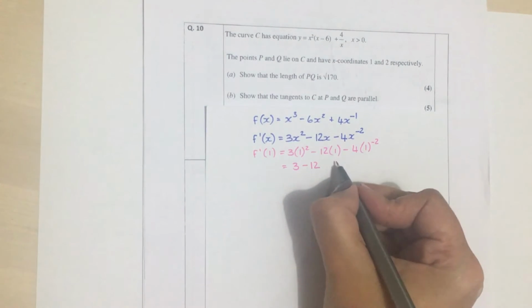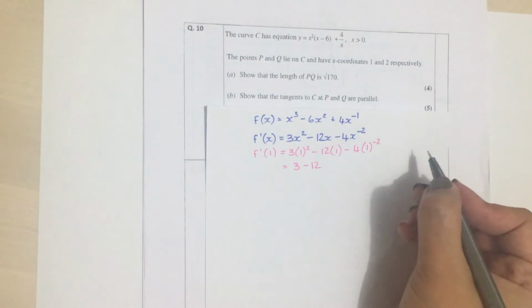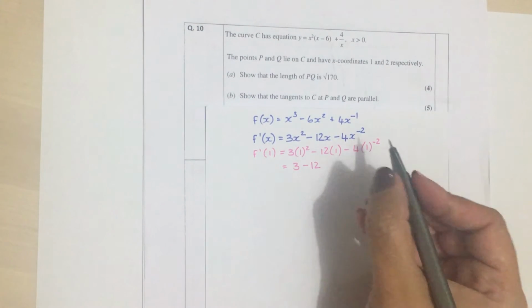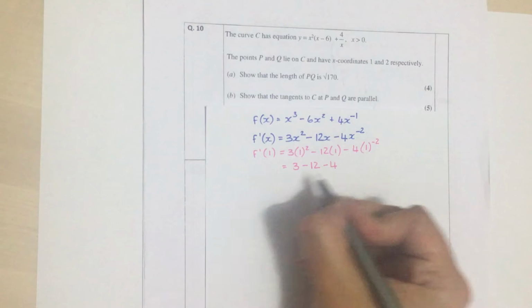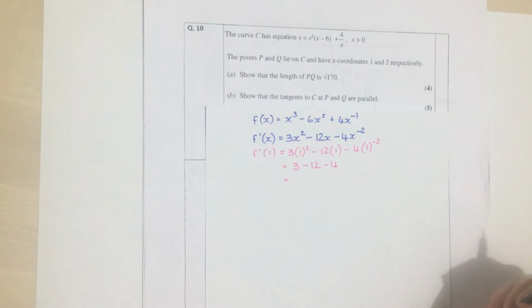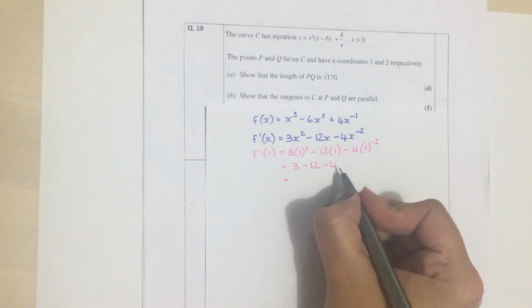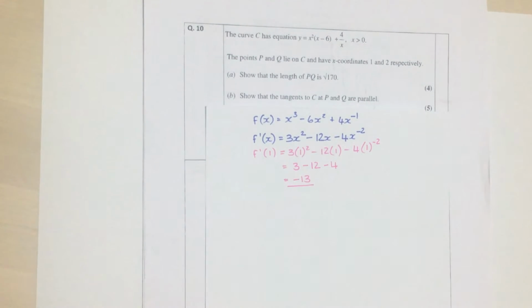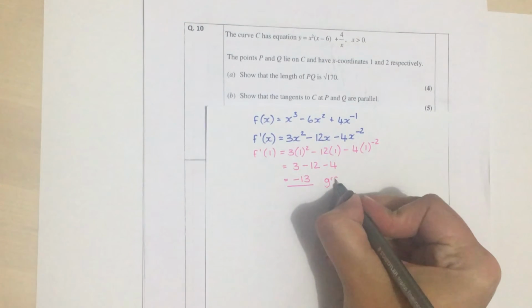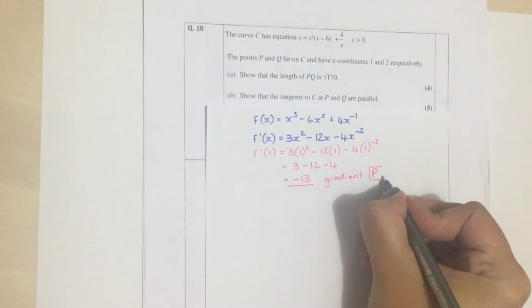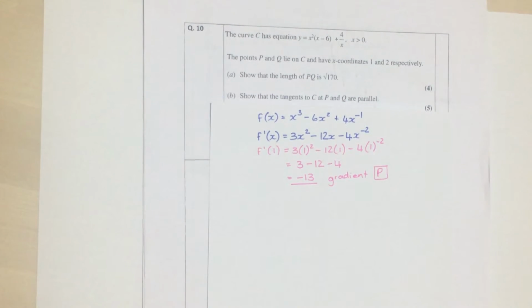Minus 12 times 1 is negative 12. And on this side, the 1 just goes down into the denominator, and anything over 1 is just 1. So it is negative 4. So 3 minus 12 is minus 9, minus 4 is minus 13. So that's our first gradient. This is our gradient of point P, right? Our gradient of point P.